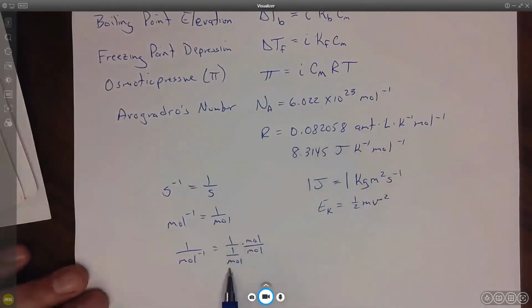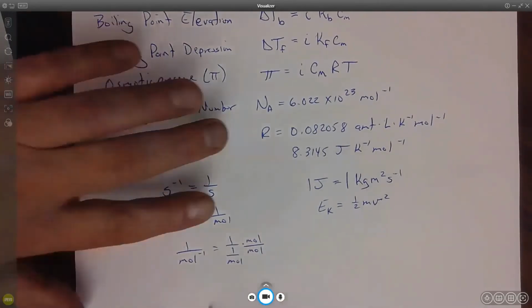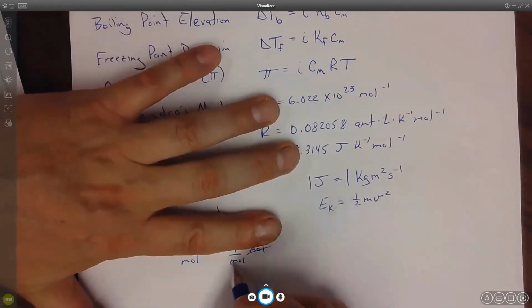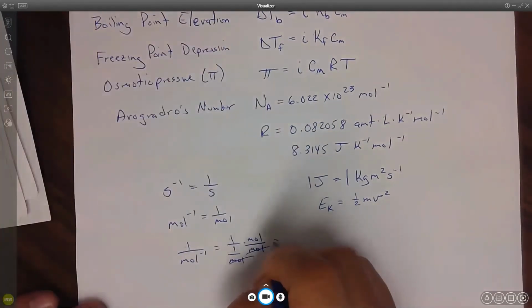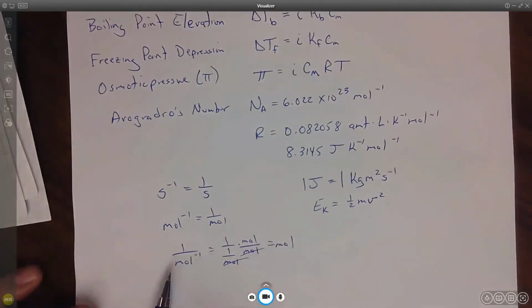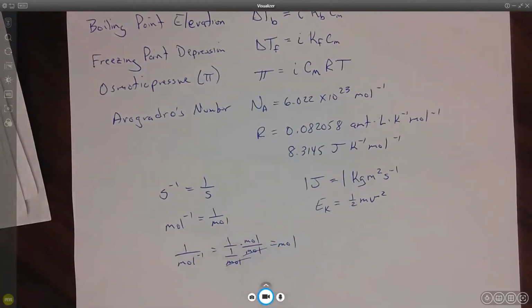So we didn't multiply this by anything. But if we look at the denominator, the moles cancel. And so that is just equal to moles. So again, we'll see this a lot. And in the next chapter, when we start talking about kinetics, following the units is going to be important, and you're going to see it can be challenging. Okay, so understanding all this is going to help.